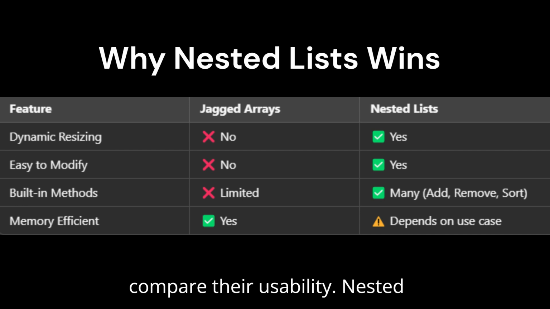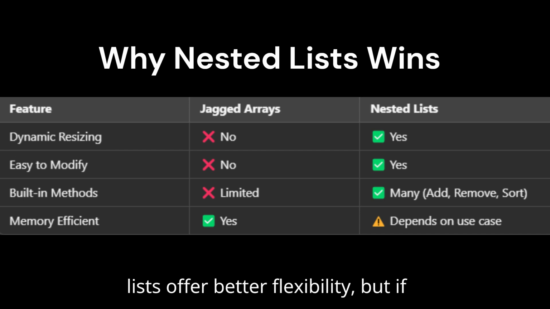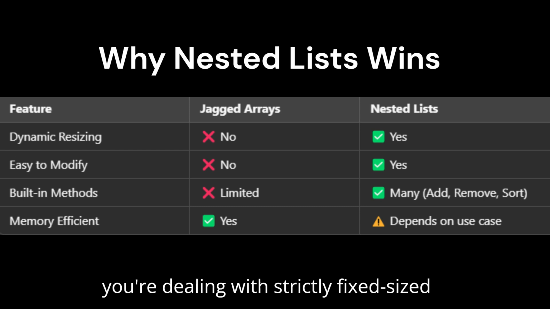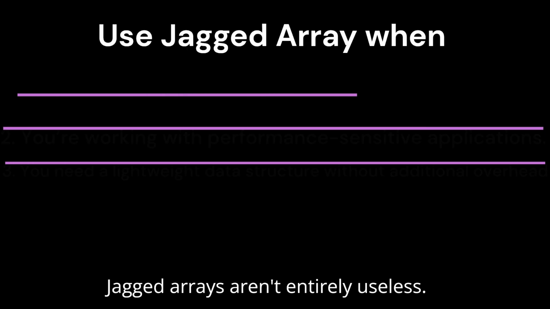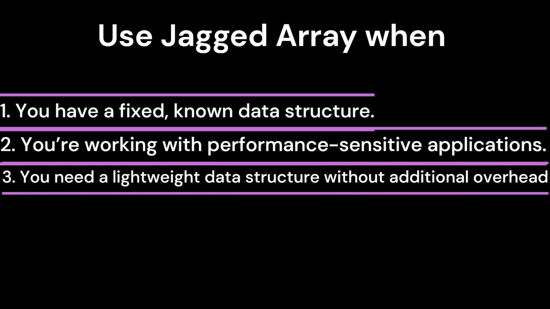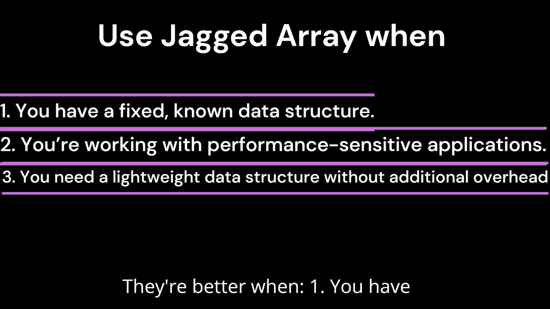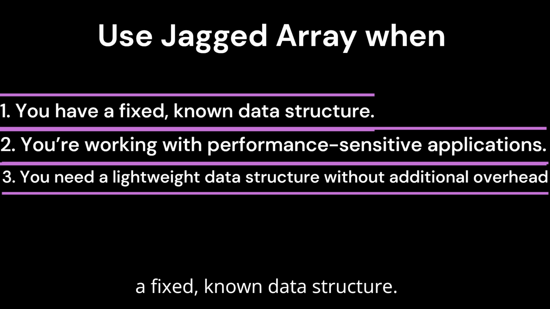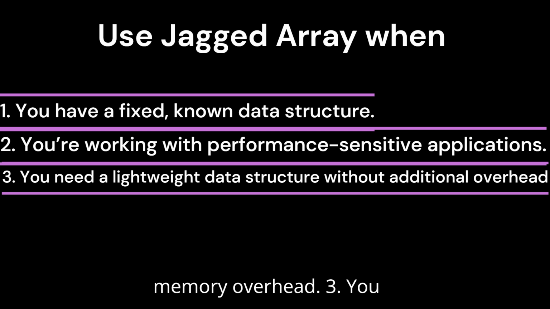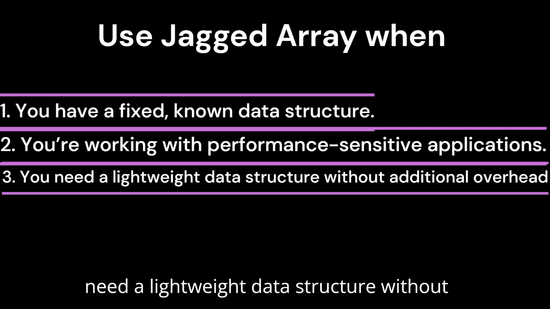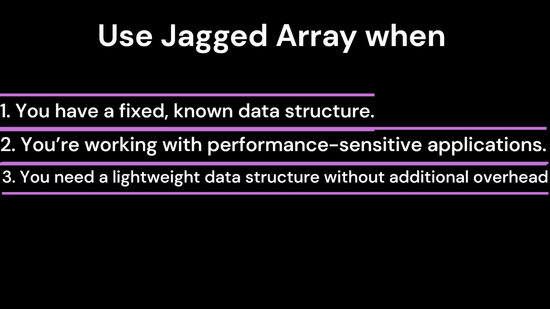Let's compare their usability. Nested lists offer better flexibility, but if you're dealing with strictly fixed-size data, jagged arrays may still be useful. Jagged arrays aren't entirely useless. They're better when: 1. You have a fixed, known data structure. 2. You're working with performance-sensitive applications, with less memory overhead. 3. You need a lightweight data structure without additional overhead.